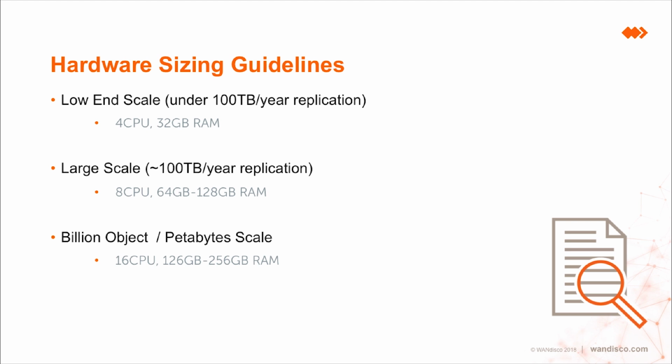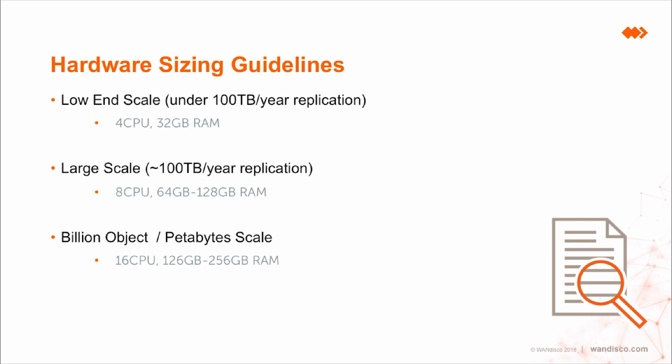I would probably go to the large scale, which is 8 CPU, 64 gig to 128 gig of RAM. That's over 100 terabytes per year replication. And that's just to be on the safe side. A lot of customers and a lot of prospects start with implementations of this size for the Fusion servers.